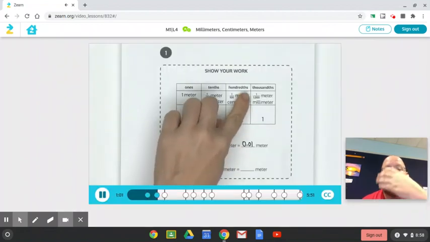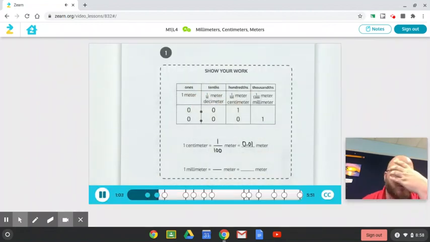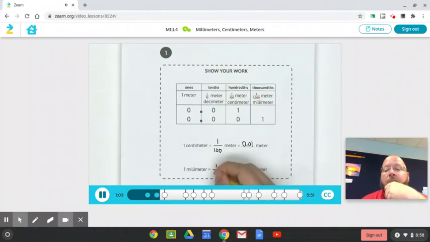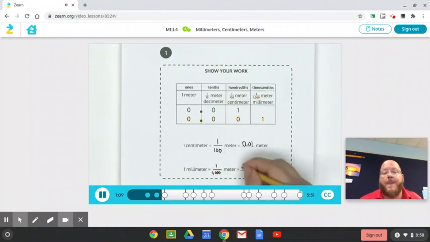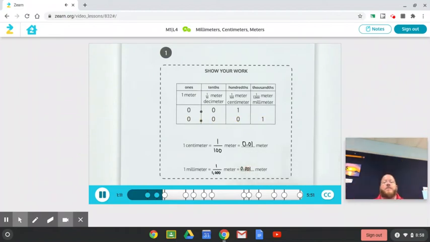1 millimeter equals 1,000th meter. I'll write that as a fraction and as a decimal fraction. Check your work.